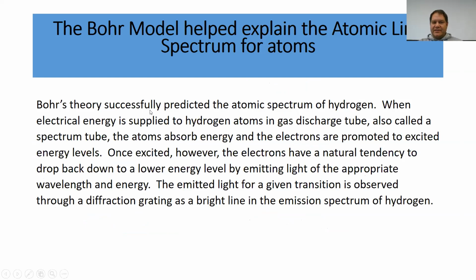All right, so Bohr's theory is going to successfully predict the atomic spectrum of hydrogen. When electrical energy is supplied to hydrogen atoms in a gas discharge tube, also called a spectrum tube, atoms absorb energy and the electrons are promoted to an excited energy level. Once excited, however, the electron has a natural tendency to drop back down to a lower level of energy, emitting the appropriate wavelength and energy of light. The emitted light for a given transition is seen through a diffraction grating as a bright line or emission spectrum of hydrogen, okay? So let's put that together then.